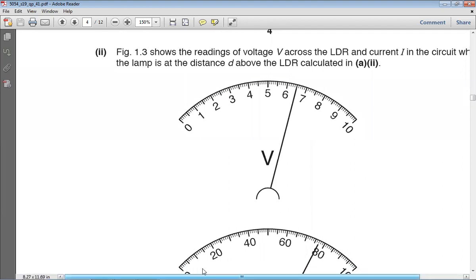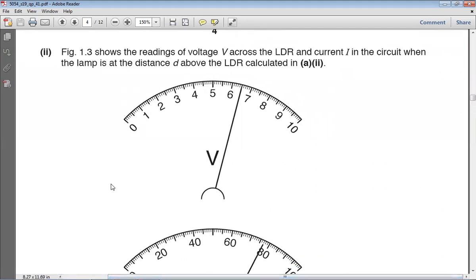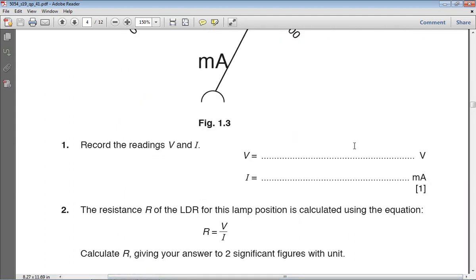Here we have the second part. Figure 1.3 shows the readings of a voltage V across the LDR and the current I in the circuit when the lamp is at the distance D above the LDR, calculated in the A second part. So here you have a voltmeter. You can see that the reading is 6.5 volt. So here you will write 6.5 volt.